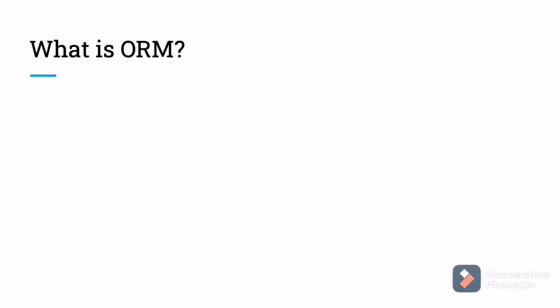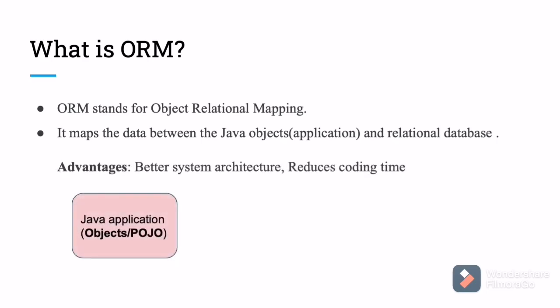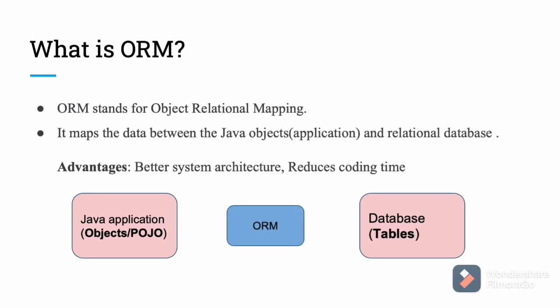Before seeing about Hibernate, we need to know what is ORM. It stands for Object Relational Mapping. As the name says, it is used to map the data between the Java objects and the relational database. To understand it better, in Java, everything will be in objects or POJO classes format, whereas in database, everything will be in tables format. So to connect these two, we need one tool that is called ORM. The advantages of this is better system architecture and also it will reduce the coding time.